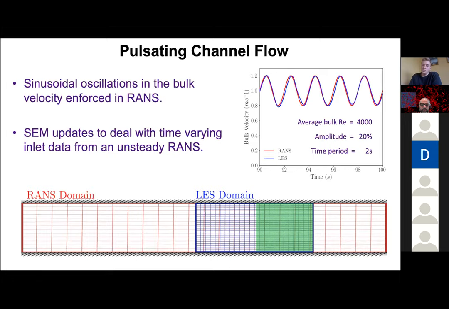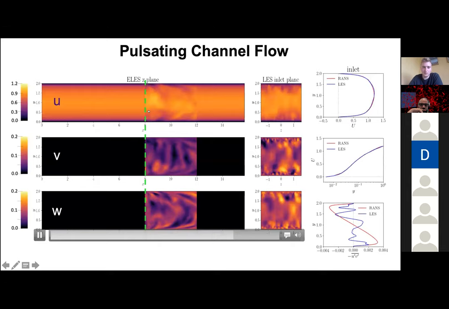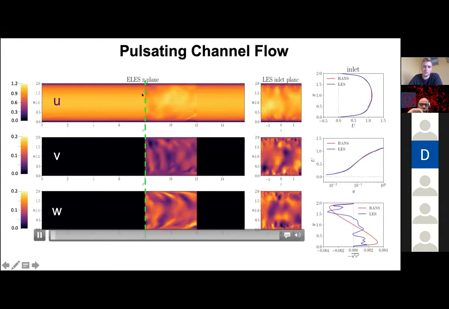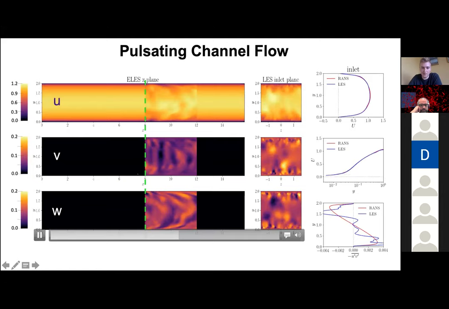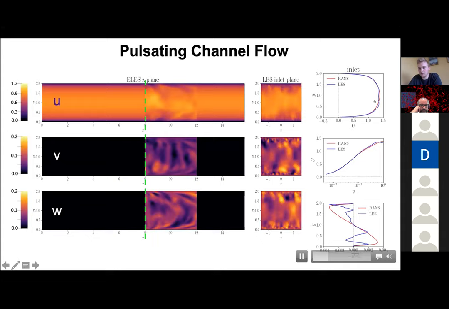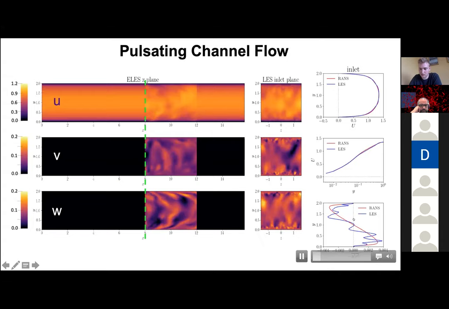We also moved on to look at time varying inlet data for the SEM. To do this, we used a pulsating channel flow where we have a sinusoidal function of the mean velocity flow, with an amplitude of 20% of the mean and a period of 2 seconds. You can see here with the large RANS region and the small LES region embedded within that, that the synthetic eddy method is updating with time to match the mean flow that we're getting at this point. At this inlet location, the velocity profile, the LES is matching the RANS, and the same for the turbulent statistics, here the shear stress.